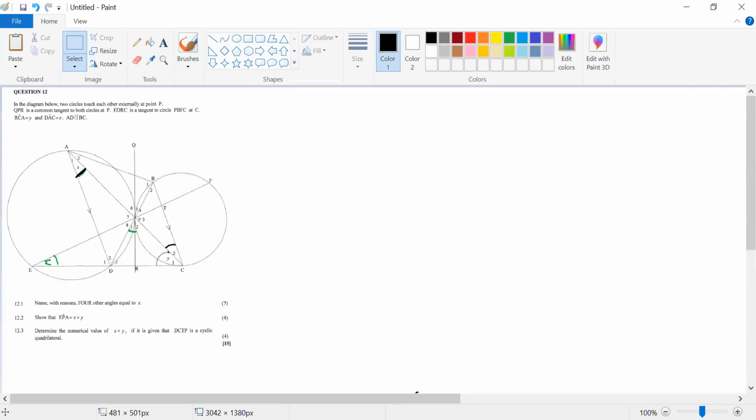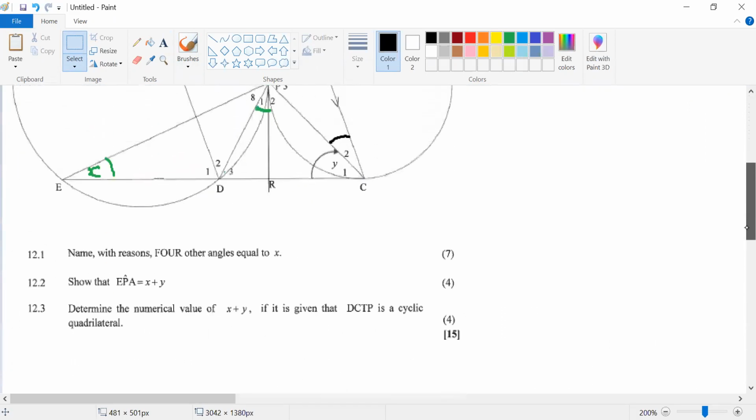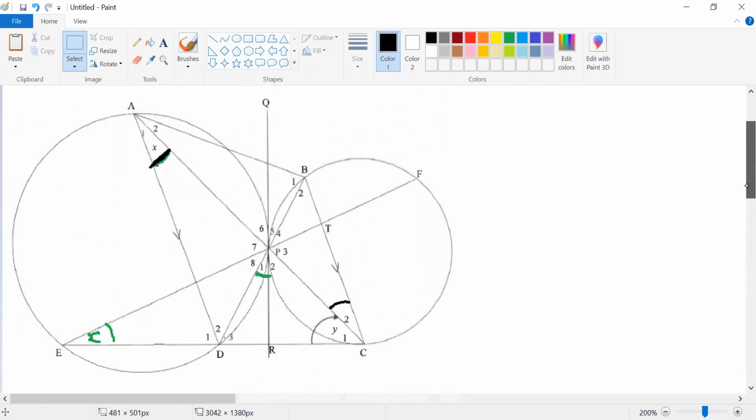12.2. Show that EPA is equal to X plus Y. So let's identify where EPA is. EPA is actually angle P7. So we need to find a way to prove that that is equal to X plus Y. So do you have any idea as to what we can do? I know the diagram is messy, and if you can't see it even, that's completely fine.